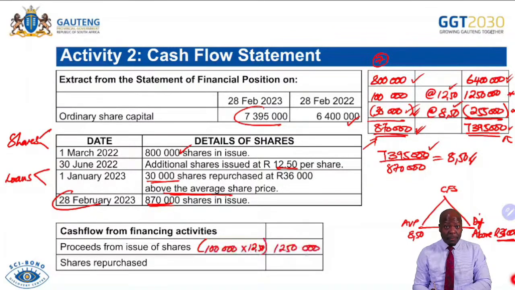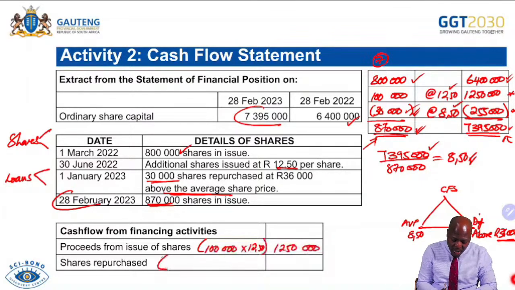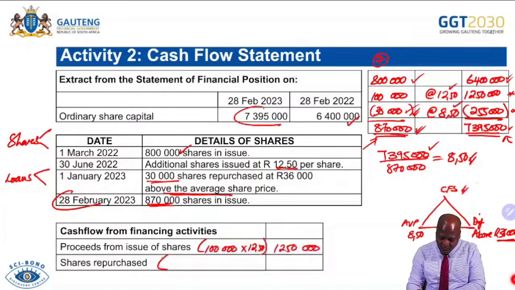1,250,000. Are we still together? Okay, that's easy. Proceeds from issue of shares is cash inflow. Cash inflow. Let's come to the repurchase of shares. When we repurchase shares, we know that we want this amount here.